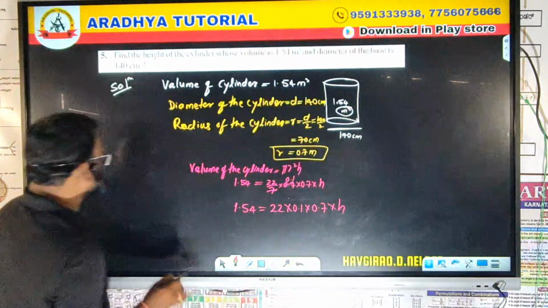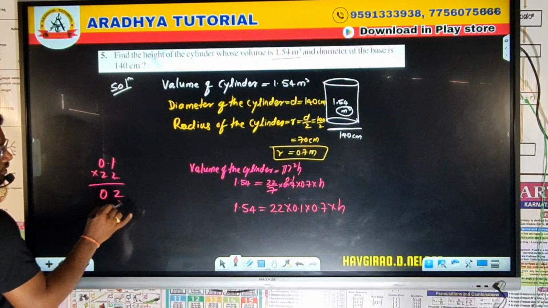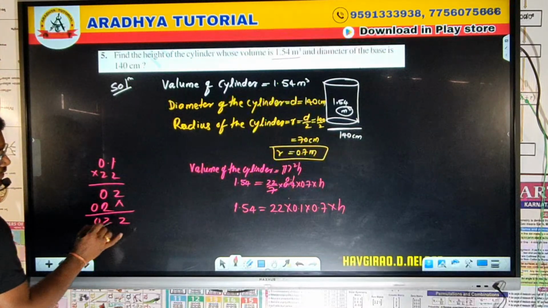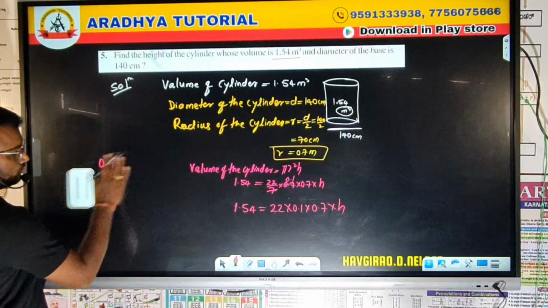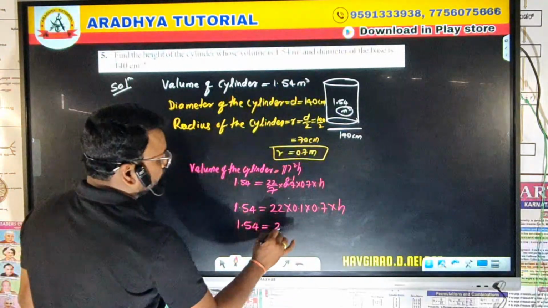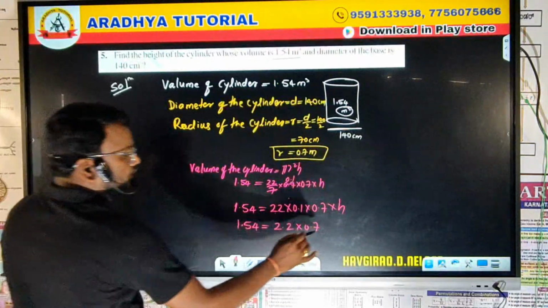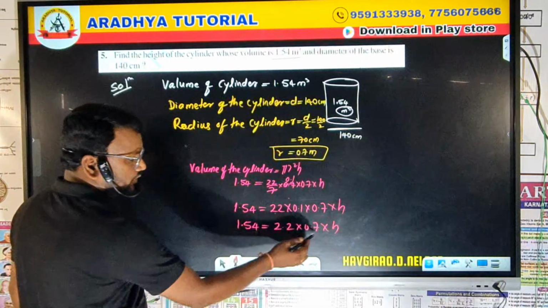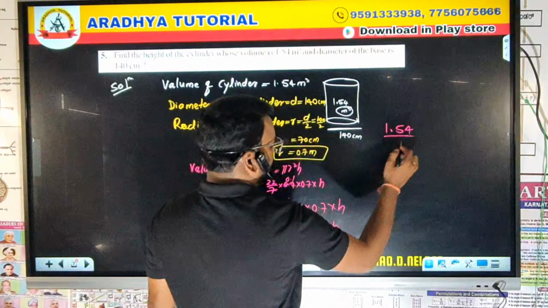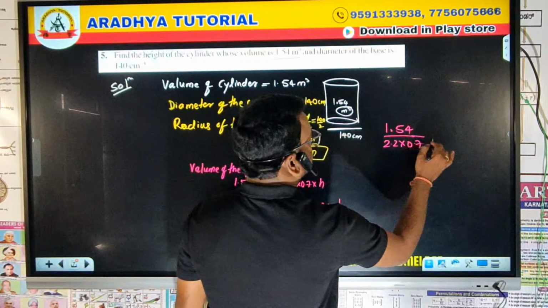Here, if you multiply these two, 0.1 into 22, 2 ones are 2, 2 twos are 2.2. 1.54 equals 2.2 into 0.7 into h. Send both these to the LHS side. 1.54 divided by 2.2 into 0.7 equals h.